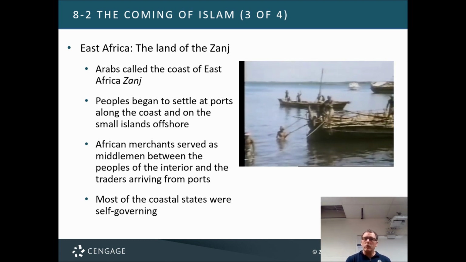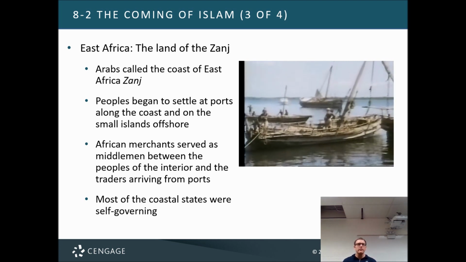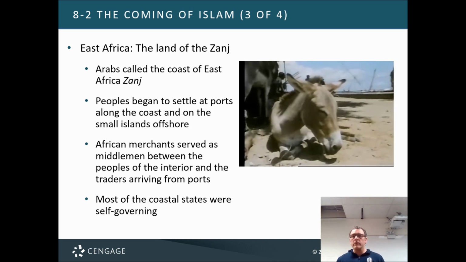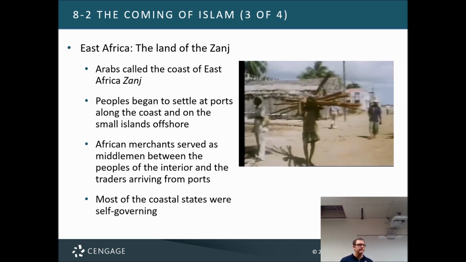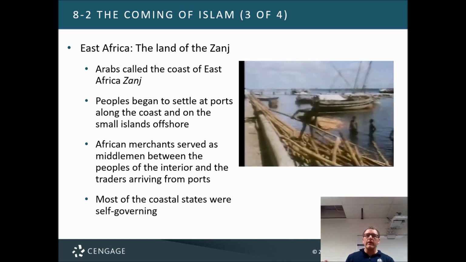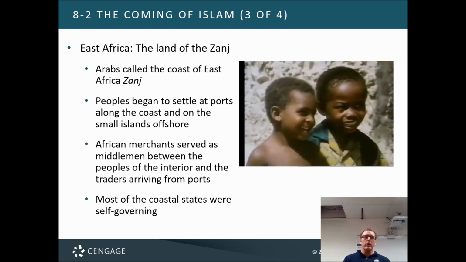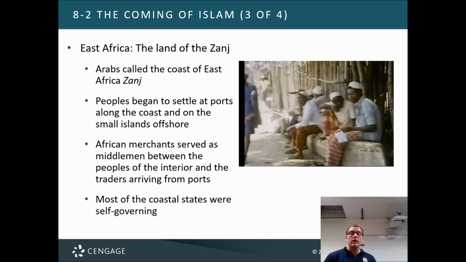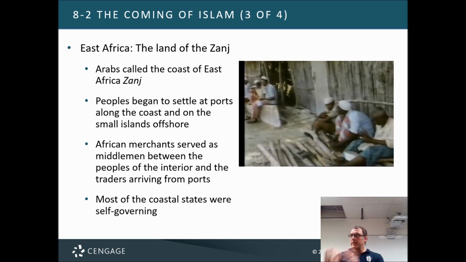According to tradition, around the 7th or 8th centuries, people from the Arabian Peninsula began to settle and live around ports and coastal areas, and this trade really generated a lot of revenue for this region. So the area that is the land of Zanj, this East African coastline, today is one of the poorest areas in the world. It was once one of the wealthiest cities and most powerful trading empires.